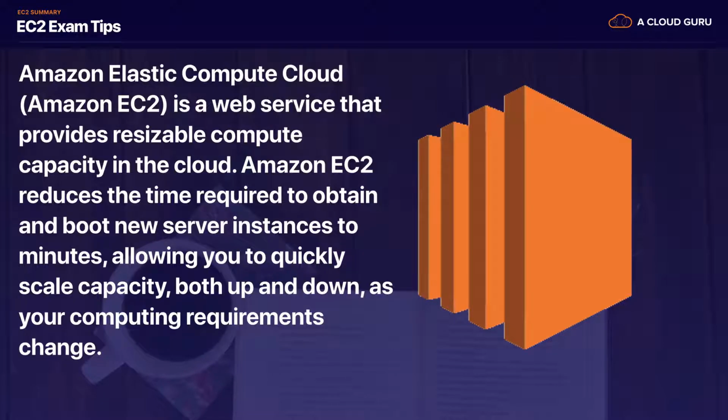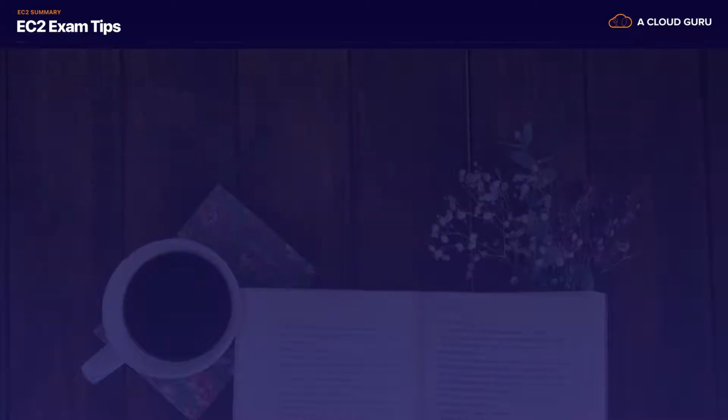The first thing we learnt about was what EC2 is. It's basically just a resizable compute capacity in the cloud, or it's a way of provisioning virtual machines in the cloud. And it reduces the time required to obtain and boot new server instances to minutes rather than hours or days or weeks or months, depending on where you work. And it allows you to quickly scale capacity both up and down as your computing requirements change.